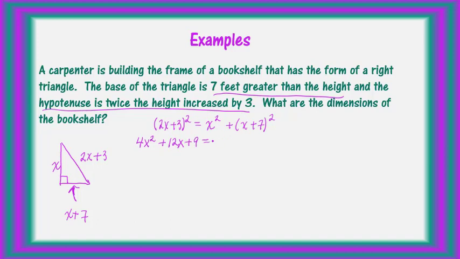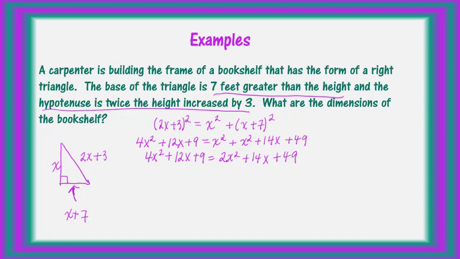On the right side of the equation, we still have the x squared. Now we have the quantity of x plus 7 squared, which is simply x plus 7 times x plus 7, or x squared plus 14x plus 49. So now we're going to collect like terms. We have 4x squared over here plus 12x plus 9. 2x squareds are here, so that is 2x squared plus 14x plus 49.